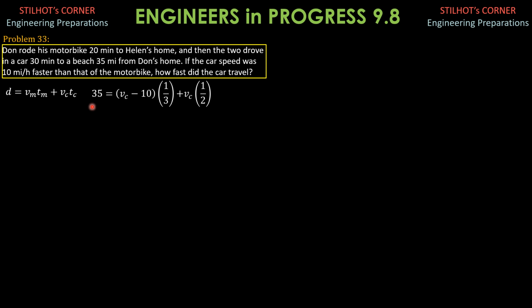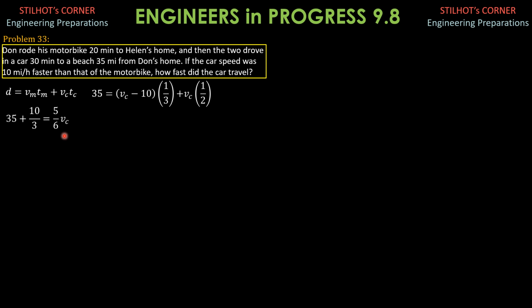Simplifying, 35 equals V sub c times 1/3 plus V sub c times 1/2. That is 5/6 V sub c. So 35 plus 10/3 equals 5/6 V sub c, where 10/3 is negative 10 times 1/3 transposed to the left. So that's why it's 10/3. Then take note that 1/3 plus 1/2 of V sub c is 5/6 V sub c. So just simplify that using algebra.